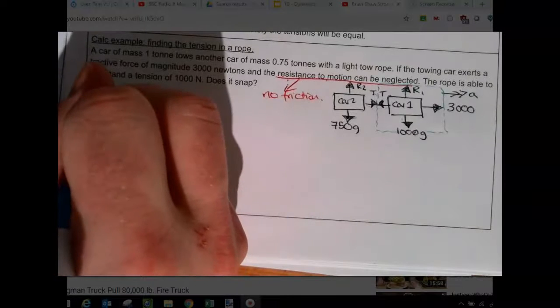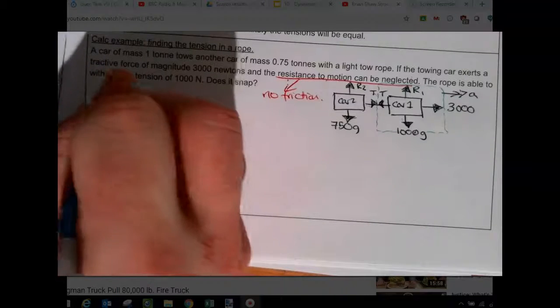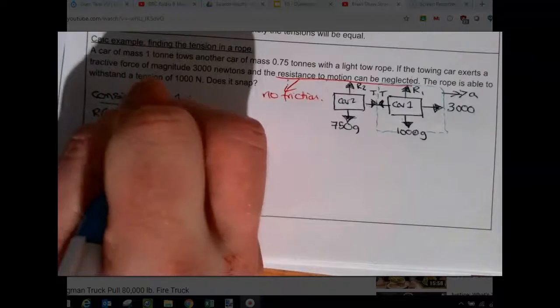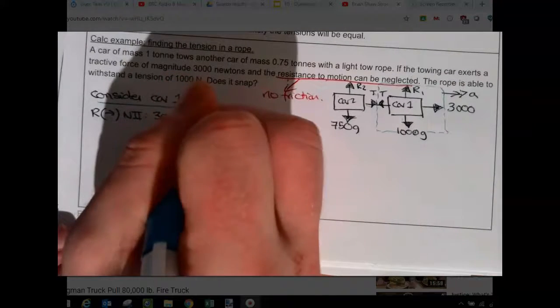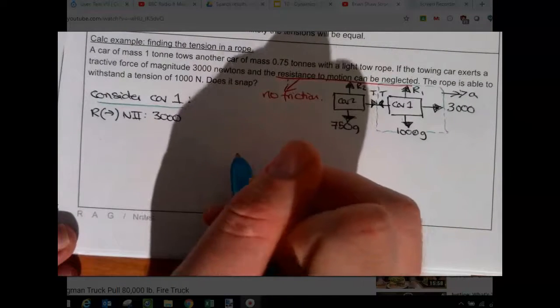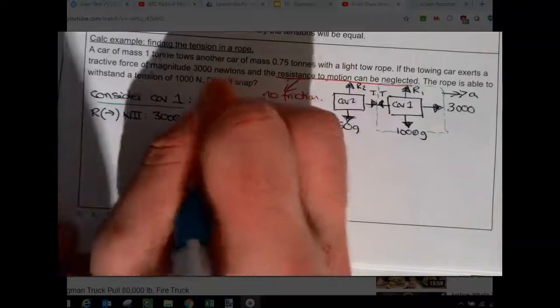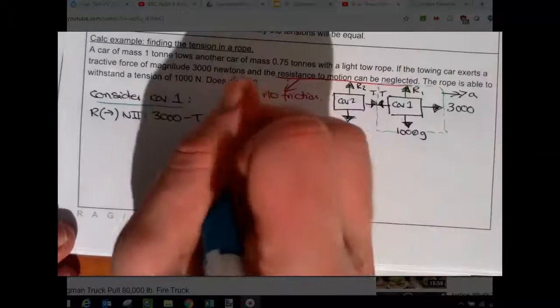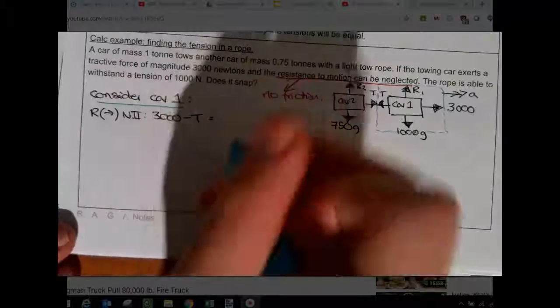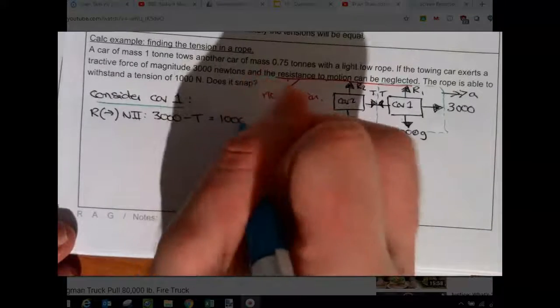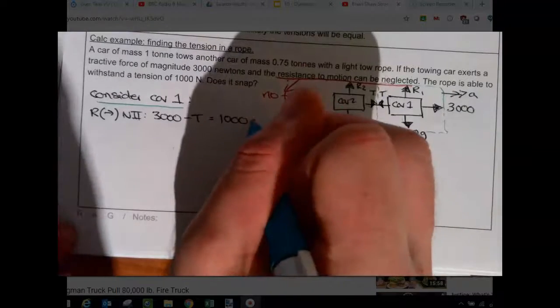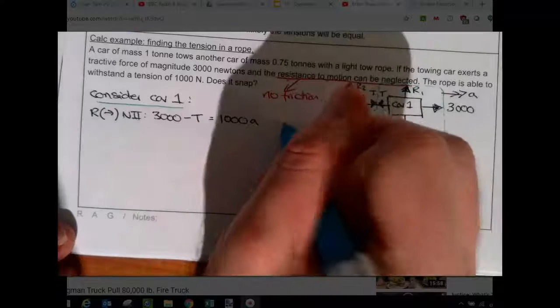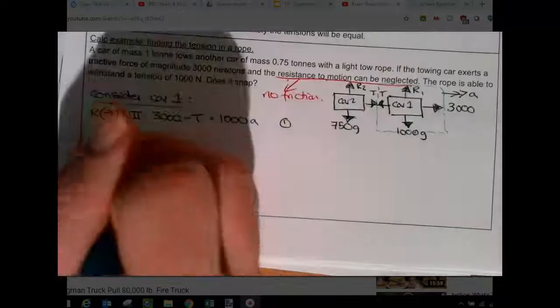So, I'm going to resolve in the direction of motion to the right. I'm going to use Newton's second law, and I'm going to observe that I've got 3,000 newtons as a pulling force, and then I've got tension acting in the opposite direction. Those are the only 2 forces with a horizontal component. The mass is 1,000 and the acceleration must be A. I'm just going to label that equation 1.